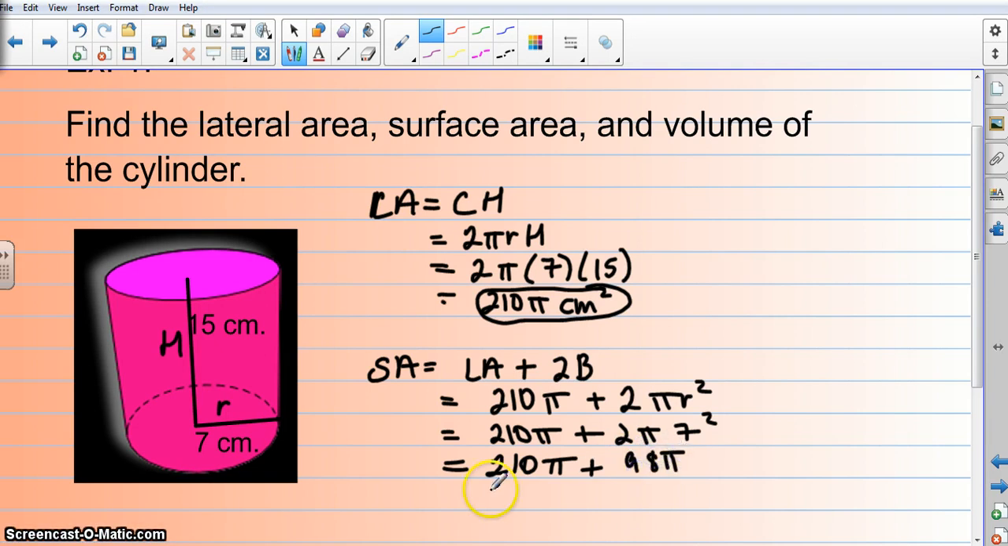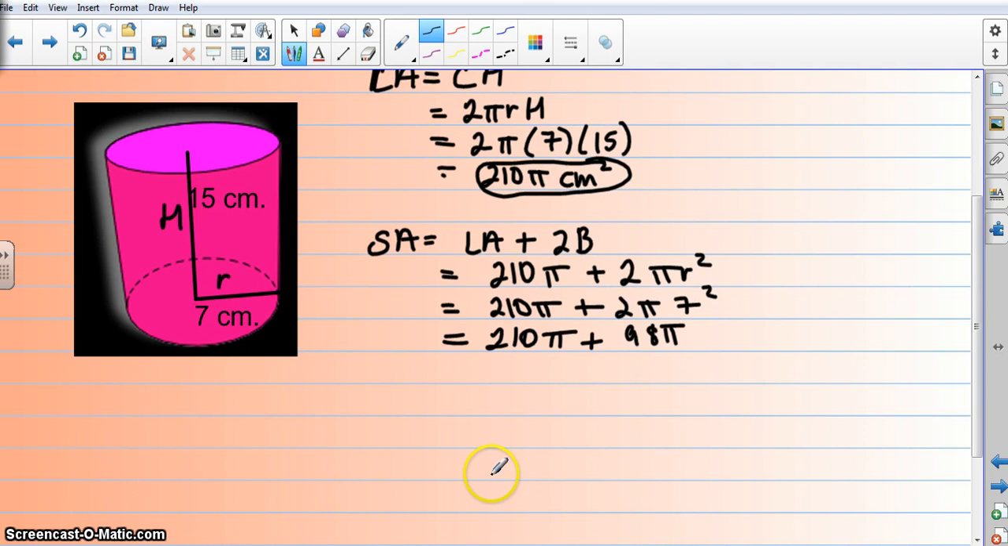And now I have to add these two together. So 210 plus 98, and I get 308 pi. And this is the exact surface area of my cylinder. Now remember, if you want to approximate, you simply use your pi key on your calculator.